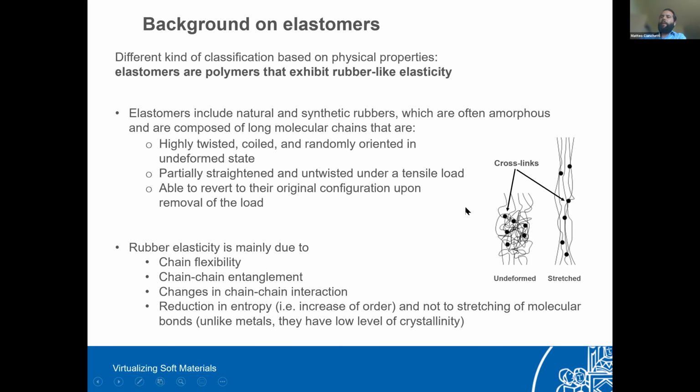Rubber elasticity is mainly due to the flexibility of the chains it is composed of, the entanglement of the chains, and the interaction between the chains. There is also one last point, which is a reduction in entropy, or the other way around, an increase of the order in which the chains are arranged. It is not due to the stretching of molecular bonds, as is the case of metals, which rely on a high level of crystallinity.